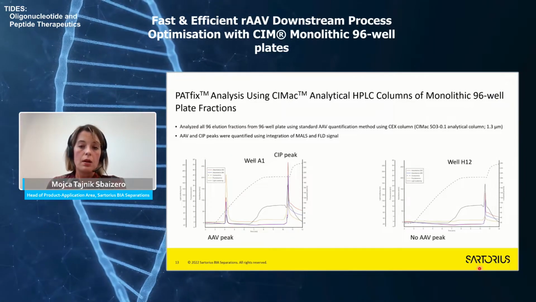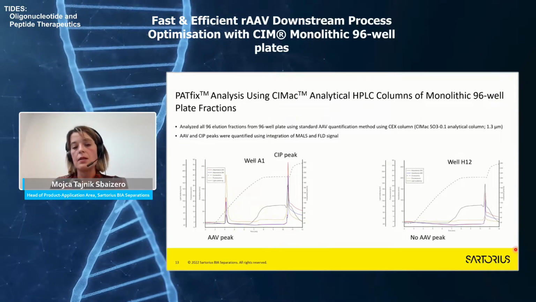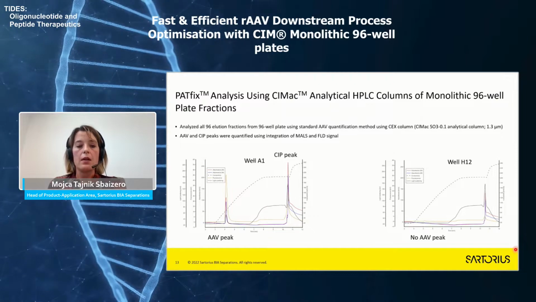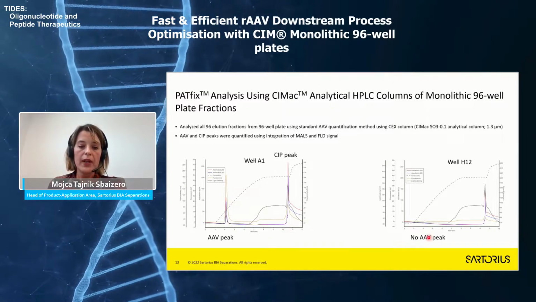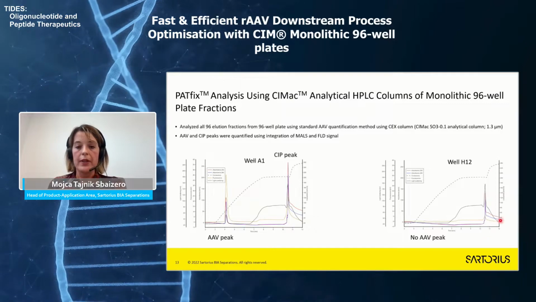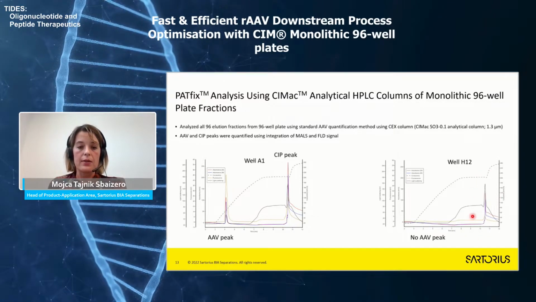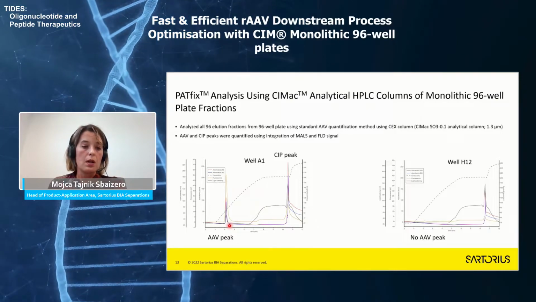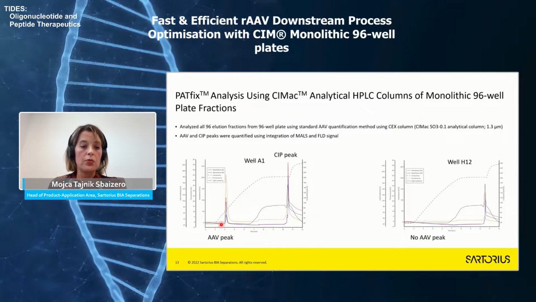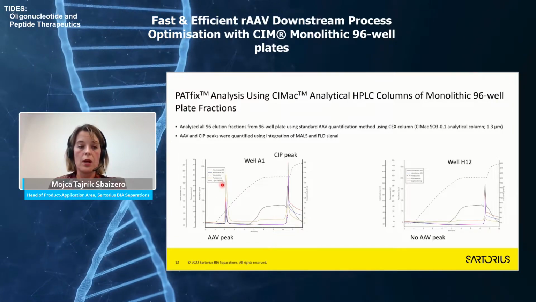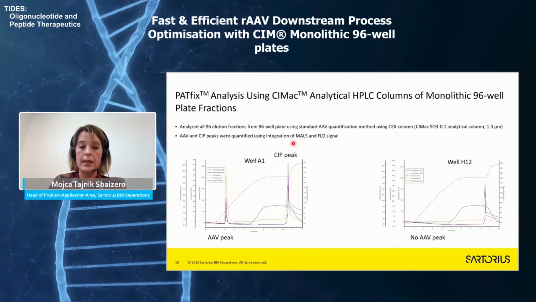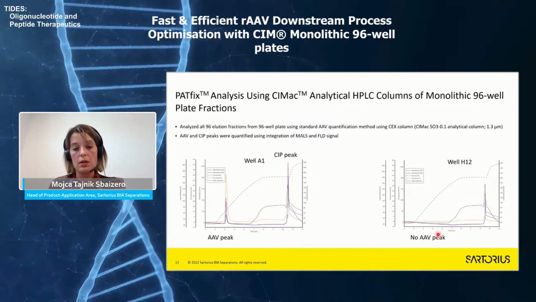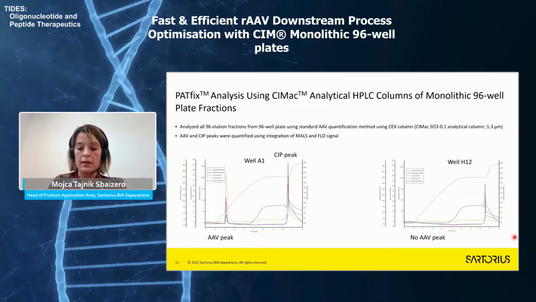On the right-hand side is a demonstration of one of the negative wells. Here we have no AV peak and very little of the CIP peak. We integrated all of these values: the MALS signal, UV, and the fluorescence for the AV as well as for the CIP peak. Each of these methods lasted 12 minutes.